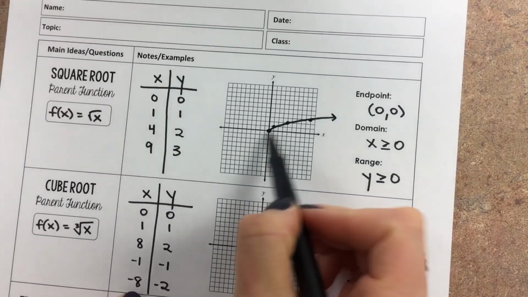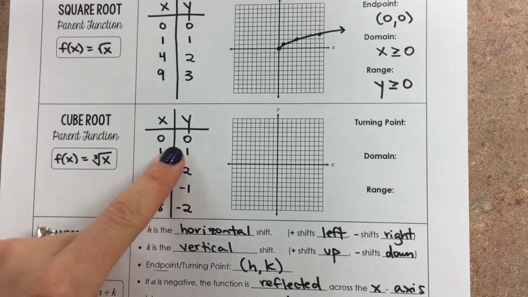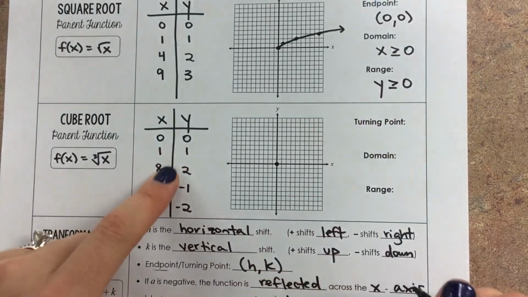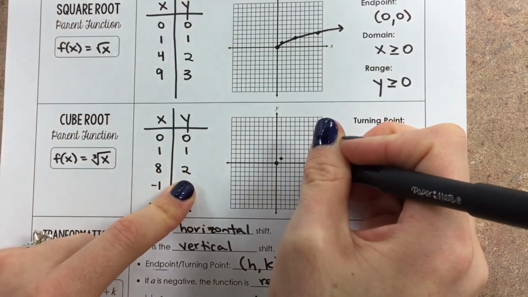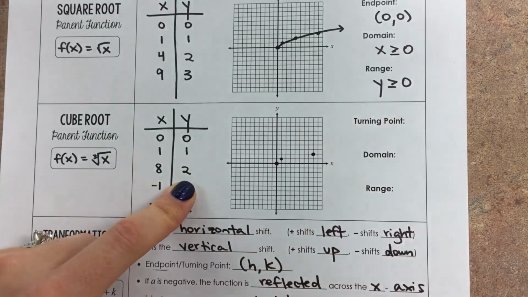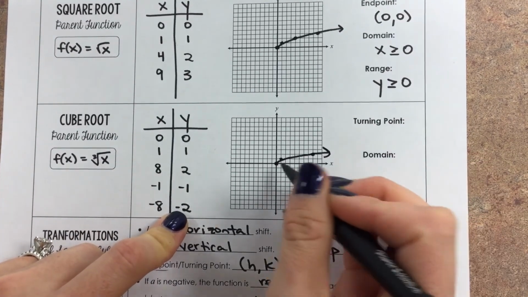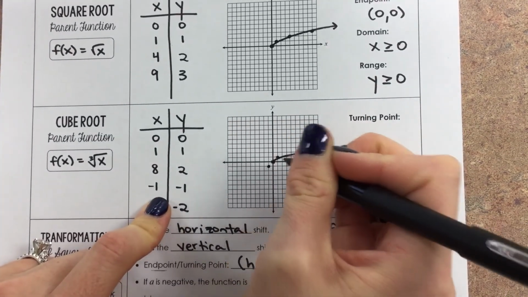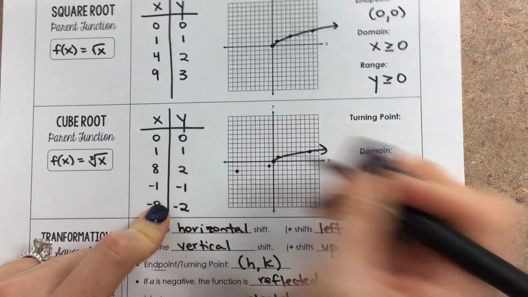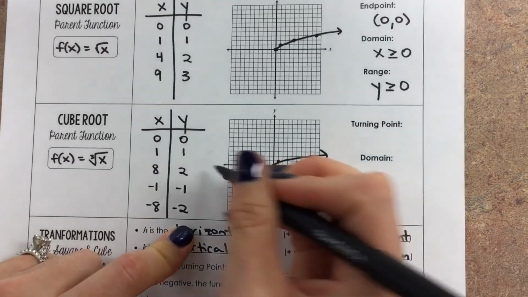So this one doesn't just stop dead at the origin, it's going to keep going on both sides because you're allowed to use negative values here. So let's plot these. So 0, 0 right at the origin. 1, 1 would be right here. 8, 2 would be almost to the edge, and then up to 2. So our right-hand side looks a lot like a square root, but then it kind of mirrors over on the left-hand side. So -1, -1, and then -8, -2.